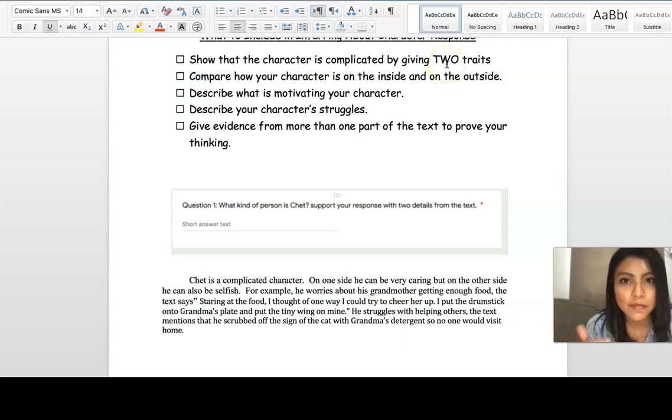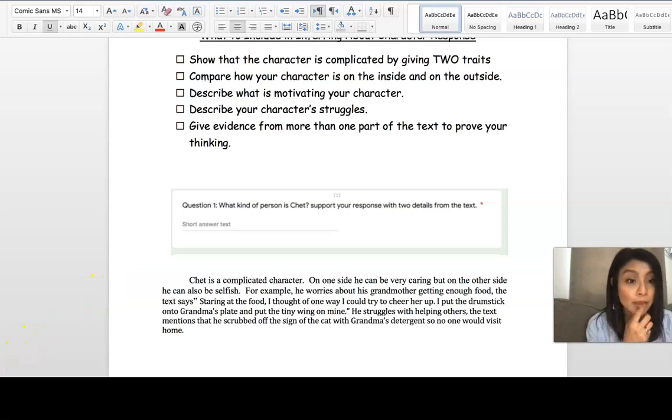So now I can see that I described my character by giving two traits. I said caring and selfish. I described what my character is feeling on the inside. He worries about his grandma, but on the outside he struggles with helping these people. And I described the motivation, the struggle, and I gave two examples of text evidence. So I can check all of these parts off the checklist because that's what I included in my writing.